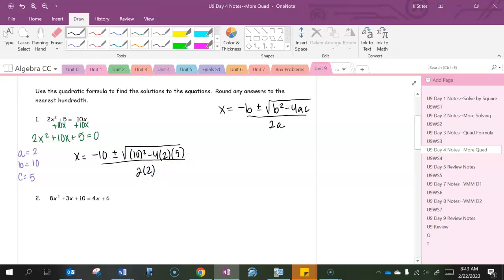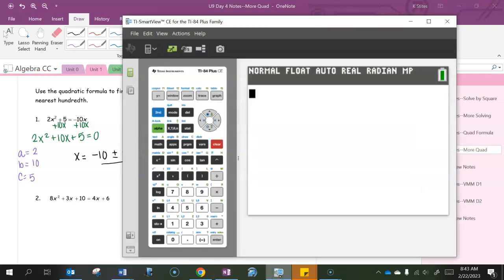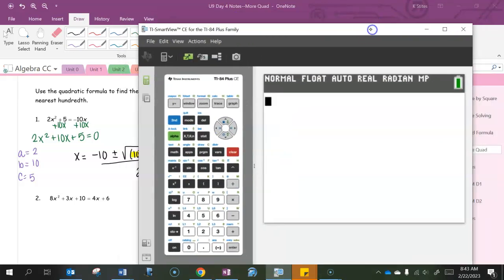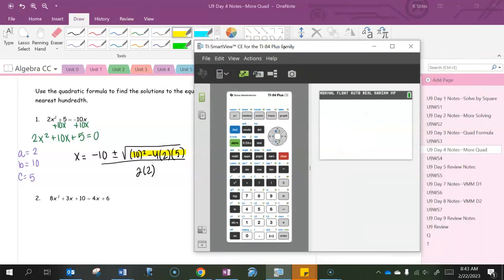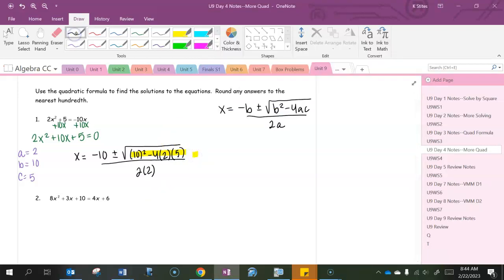All right, so next we're going to evaluate the discriminant, which is this part right underneath the square root. We are not going to actually type in the square root. We're just going to type in what's underneath the square root. So that's going to be a 10 squared minus 4 times 2 times 5. And that is a 60. So negative 10 plus or minus square root of 60 all over 2 times 2 is 4.